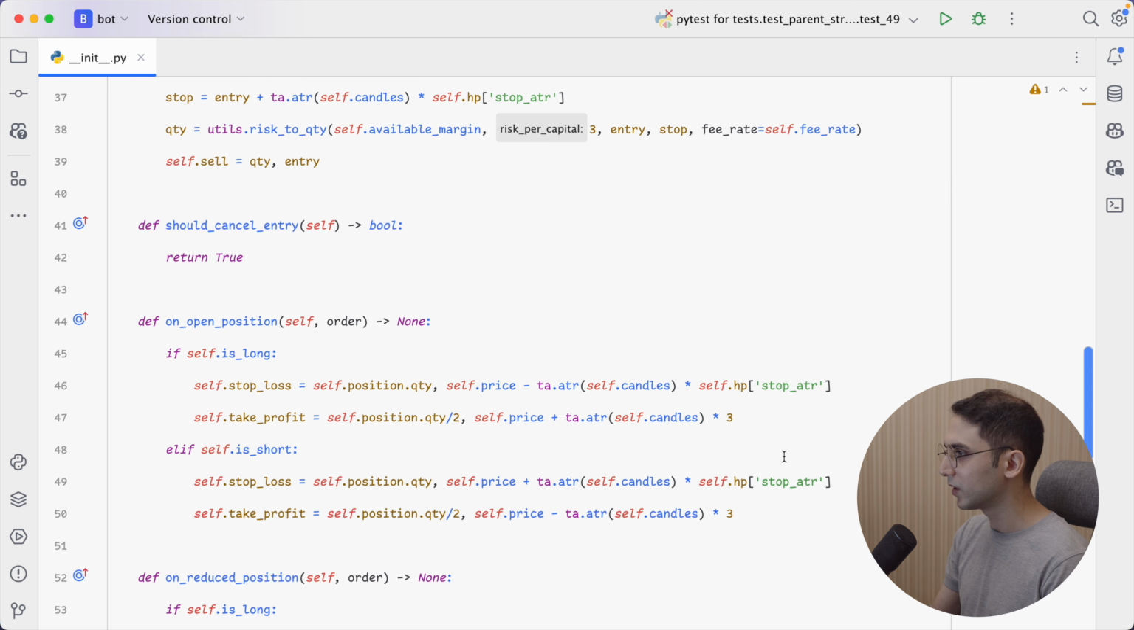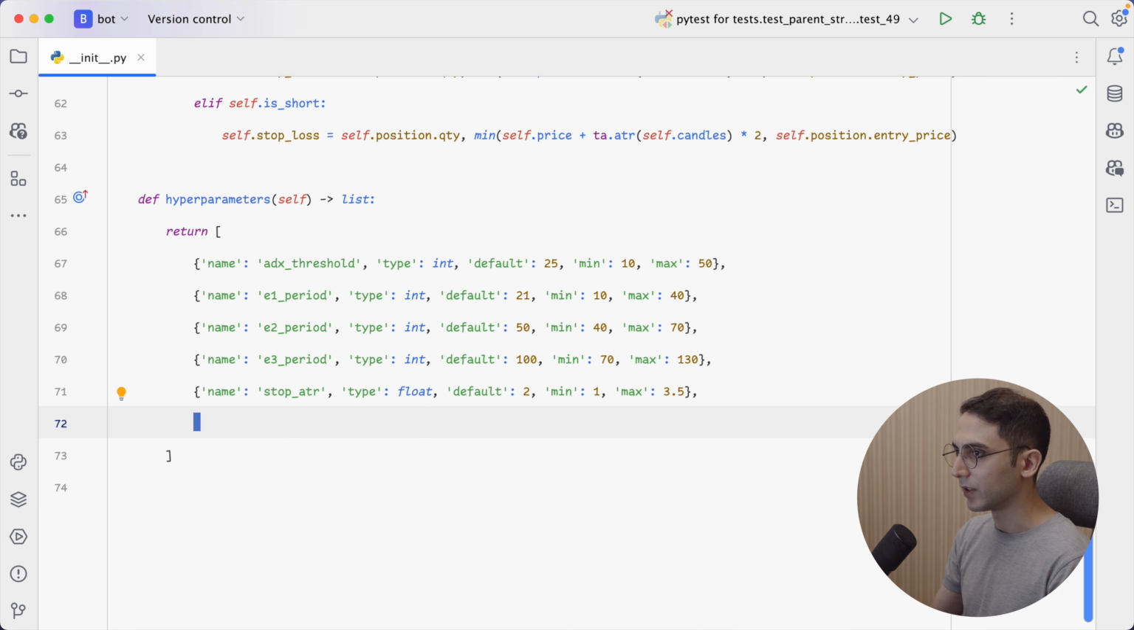And we also need another one for the take profit. I'm gonna copy this and paste it also here. And I will add another one. The default is 2. Actually, no, the default was 3 in our strategy. And the minimum of 1 and maximum of, let's say, 4.1. Actually, let's set it to 5. Okay, so this is good.